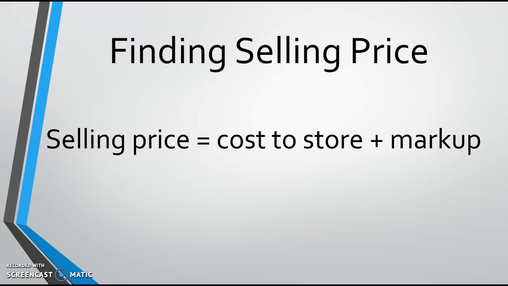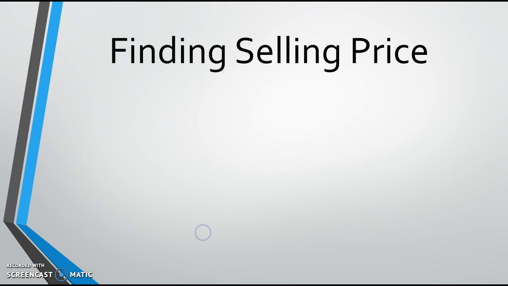So every item that we end up buying in a store is actually marked up from what the store actually paid for it. So our selling price is equal to the cost to store plus the markup. So make sure you're writing all of this stuff in your notebook. Pause the video if you need to, to make sure you're catching up and writing everything you need to write down. And then we're going to go ahead and start our first selling price problem.